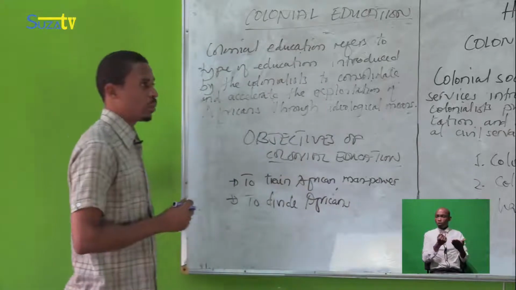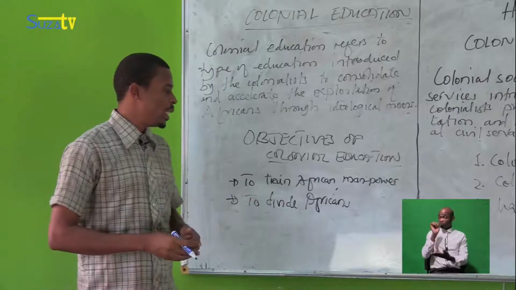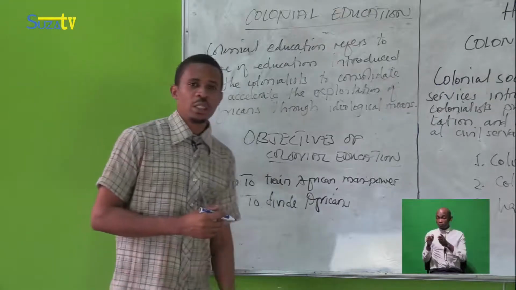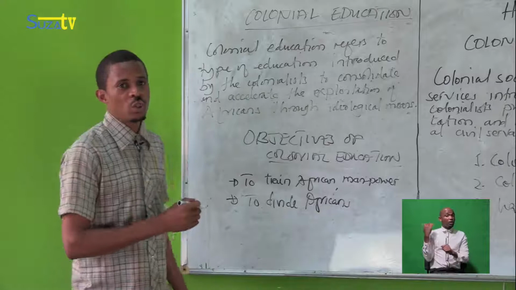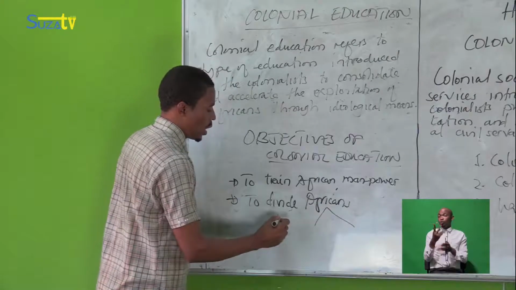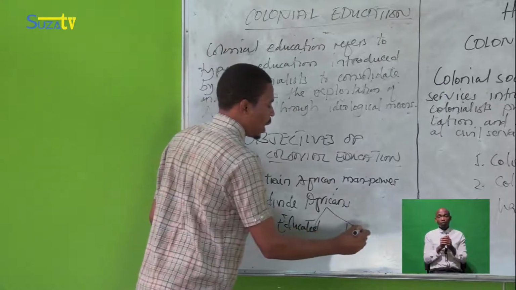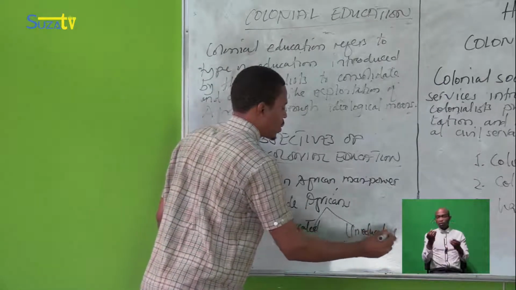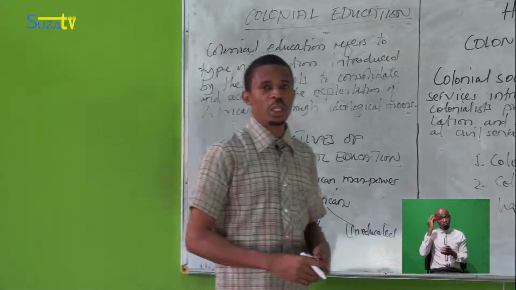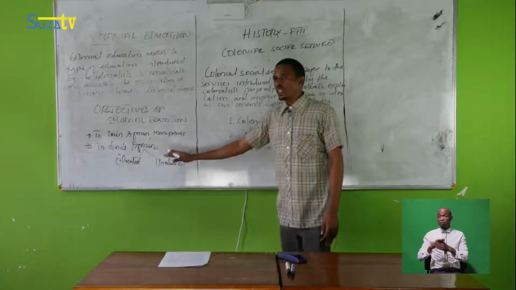and they succeeded. These whites succeeded in dividing the Africans into classes. During the colonial era, there was a class of the elites. They divided Africans into two classes: educated Africans and uneducated Africans, or elites and illiterates. We can say also elites and illiterates. These two classes were used by the whites to rule the Africans.